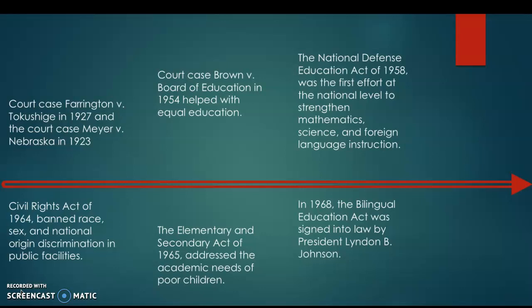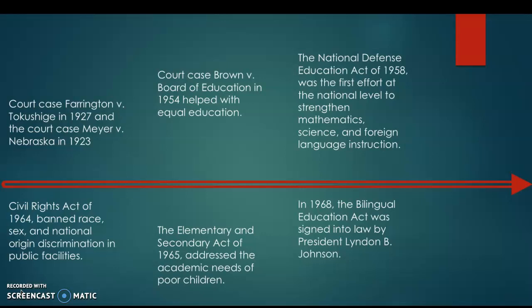The National Defense Education Act of 1958 was the first effort at the national level to strengthen mathematics, science, and foreign language instruction. The Civil Rights Act of 1964 banned race, sex, and national origin discrimination in public facilities. The Elementary and Secondary Education Act of 1965 addressed the academic needs of poor children.